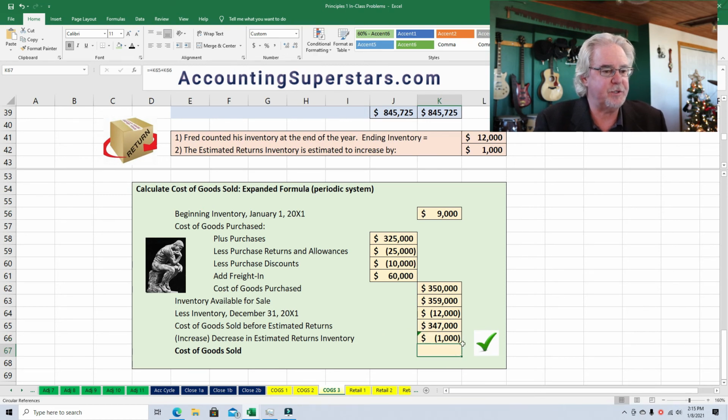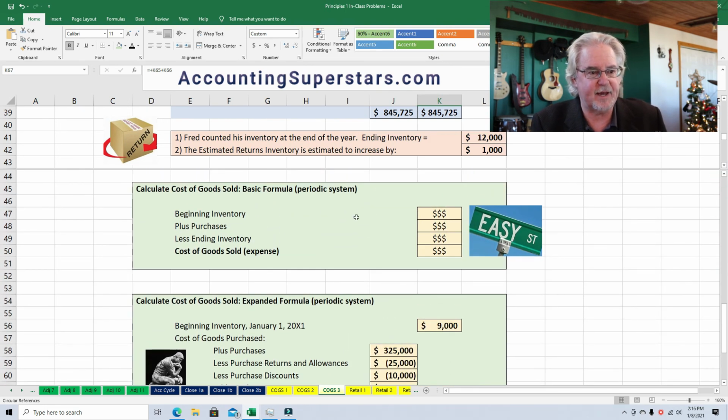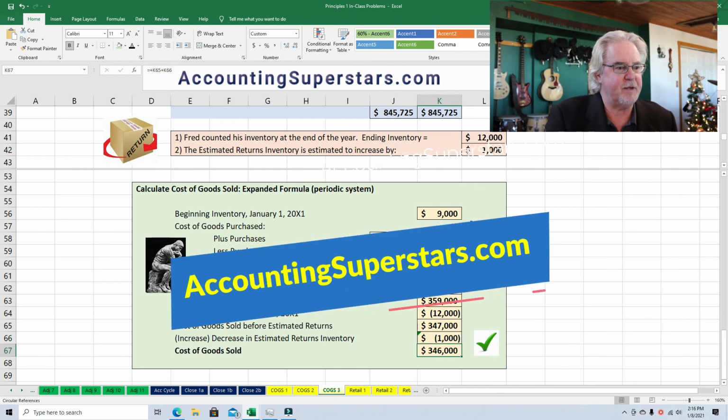Find the cost of goods sold. All we do is take the cost of goods sold before estimated returns, subtract away the increase in estimated returns inventory, and we have cost of goods sold. So here we are. There it is, $346,000, and there we go, folks. So one more time. I don't memorize that expanded version, but what I do is I've got this small little formula memorized. It's really easy. Memorize that, and if you memorize that, it'll help you figure out this expanded version here. I never try to memorize this big version.